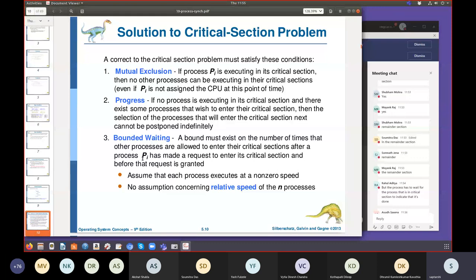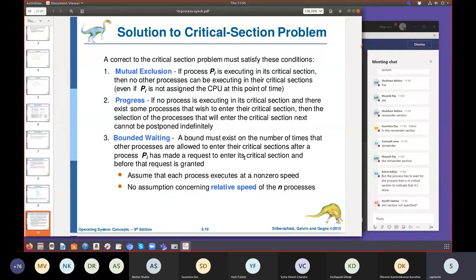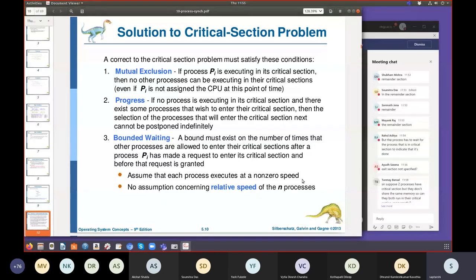It should not be that Pi has made a request to enter its critical section, but before Pi's request is granted, all other processes are repeatedly being given access to the critical section. Right? This is a situation where Pi will starve. Pi has made the request, but all other processes are getting priority over Pi. Pi is not getting a chance to enter the critical section. This is not a good or correct solution. So no process should starve. Of course, there is an assumption here that each process executes at a non-zero speed.